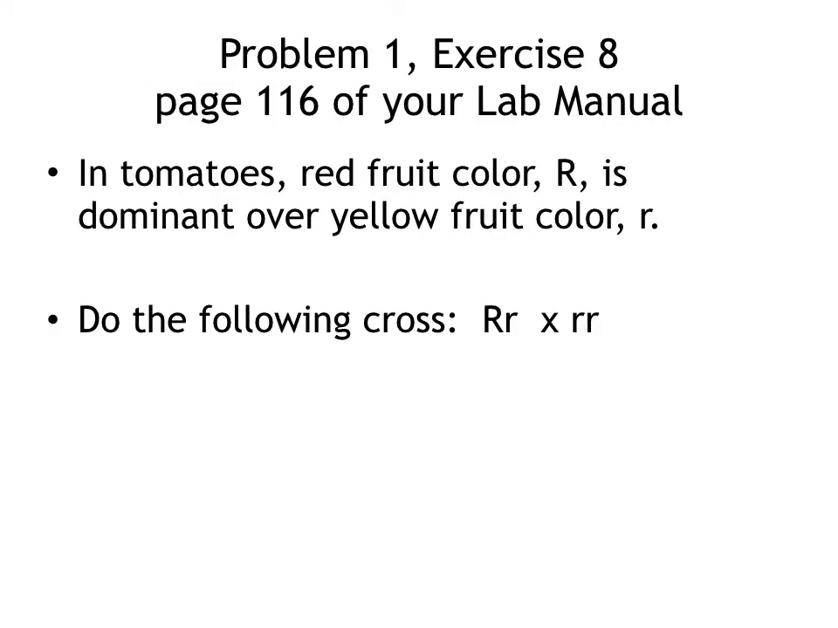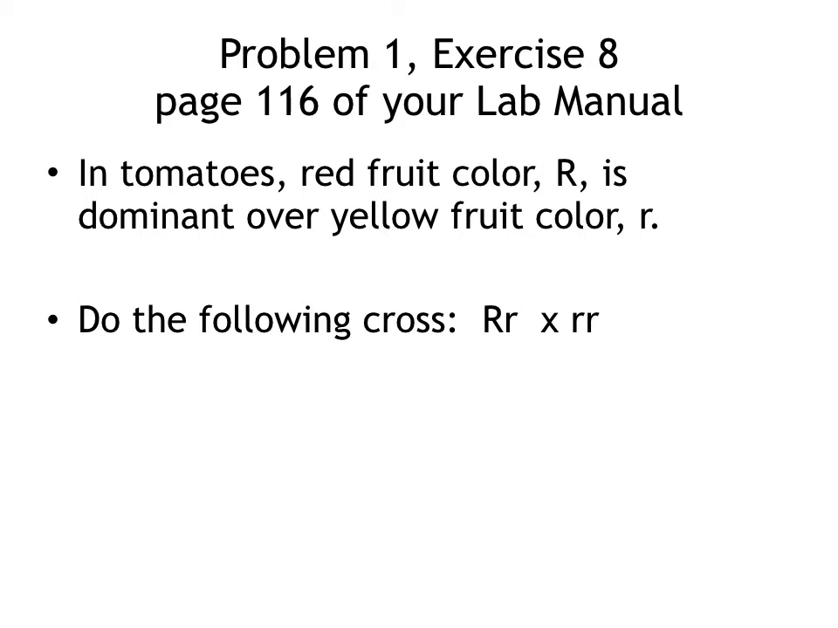We're now going to get you started with doing one of the problems from your homework assignment, problem number 1, exercise 8 from page 116 of your lab manual. Here you're going to have multiple different crosses between different colors of tomatoes. We will do the first one to get you started. In tomatoes, the red fruit color will be signified by the dominant allele, capital R. It is dominant over the yellow fruit color, which is represented by lowercase r.